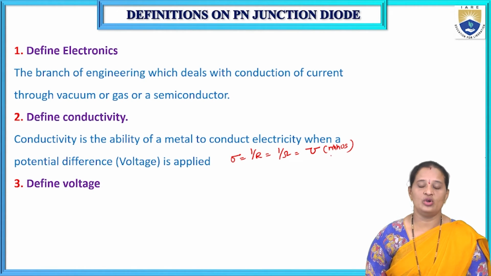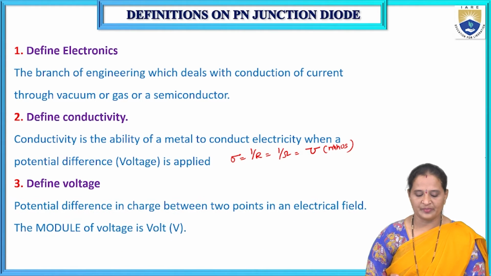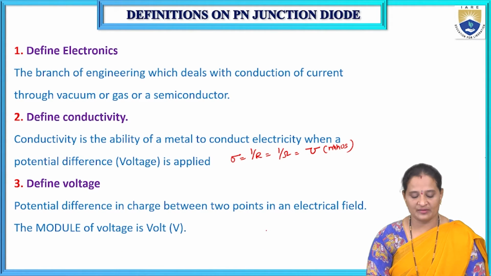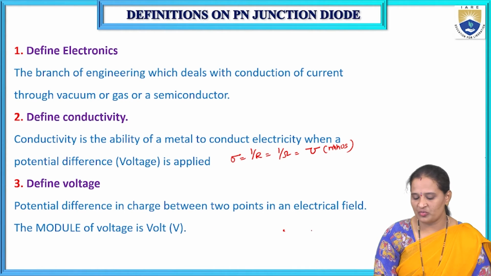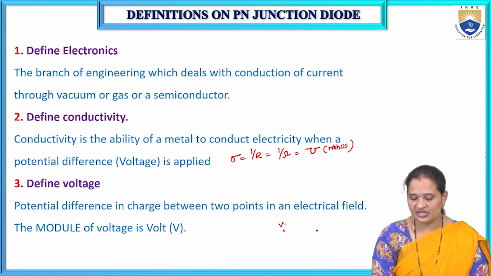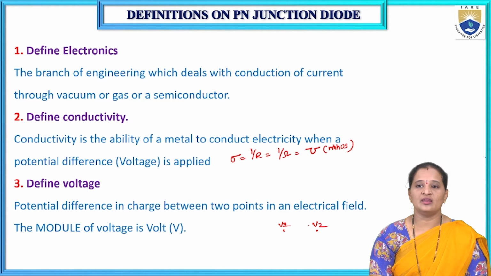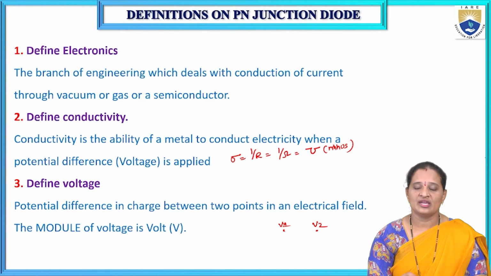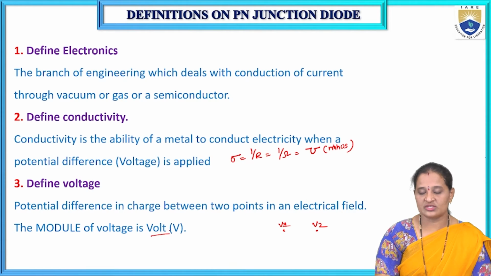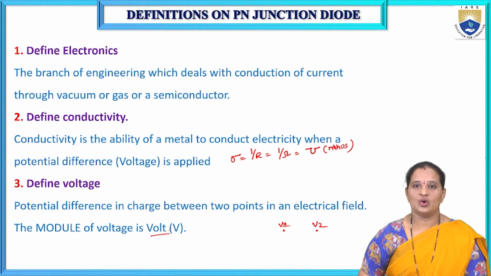Now coming to the voltage. How can we define a voltage? The potential difference between any 2 points in an electric field is defined as the voltage. So if there exist 2 points, whenever some electric field is existing, whatever the potential difference between the 2 points is called voltage. So that is V1 minus V2 in the presence of an electric field, known as voltage, and the units for voltage are volts.